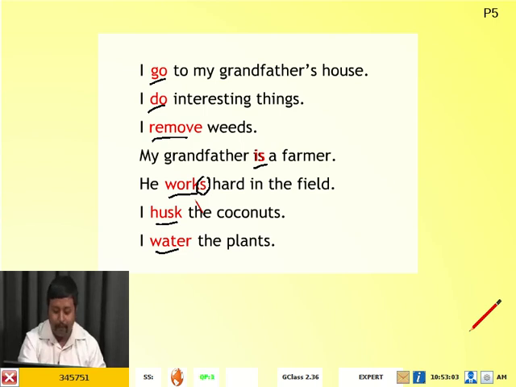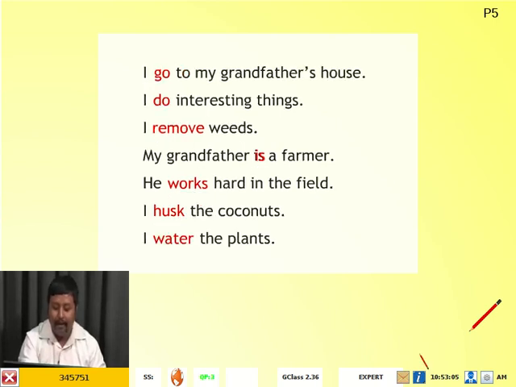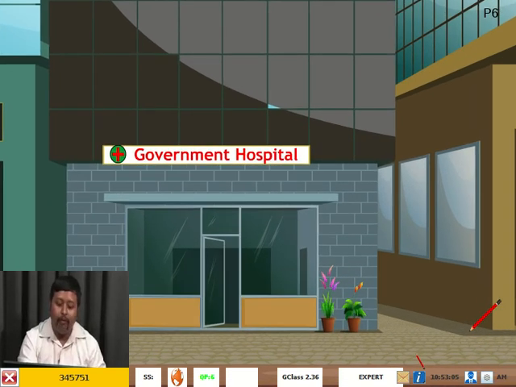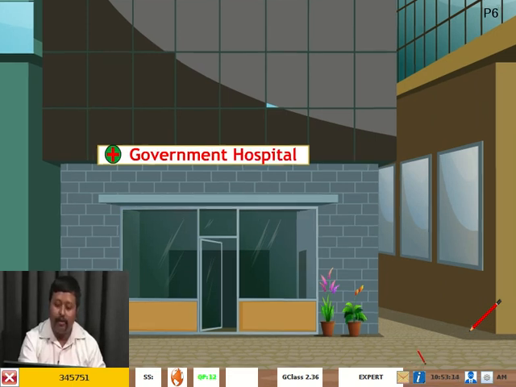Okay, fine. Now moving ahead, a few more information here. This is a government hospital, right? And what do we have in this government hospital?